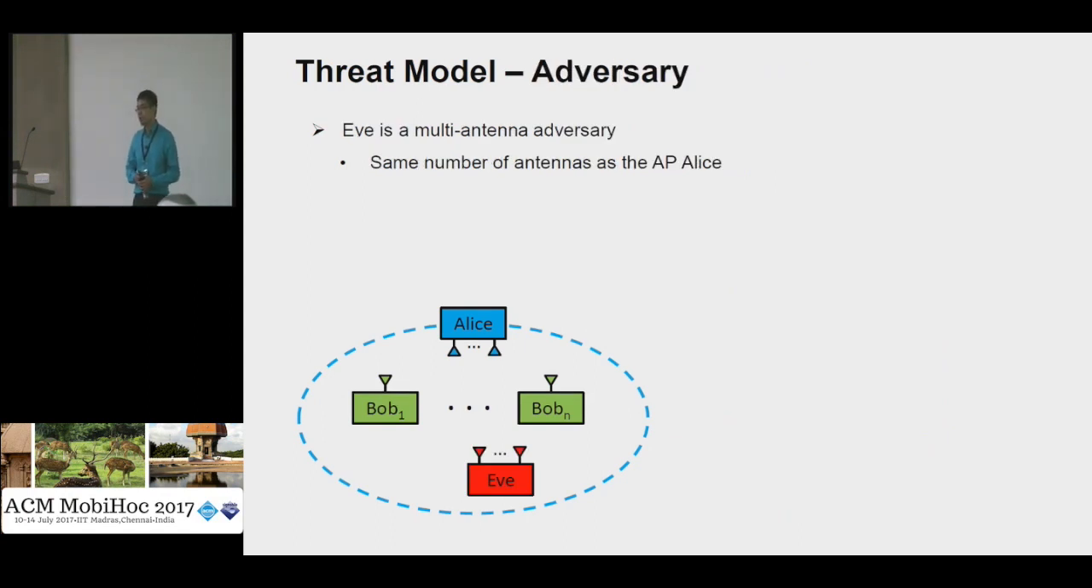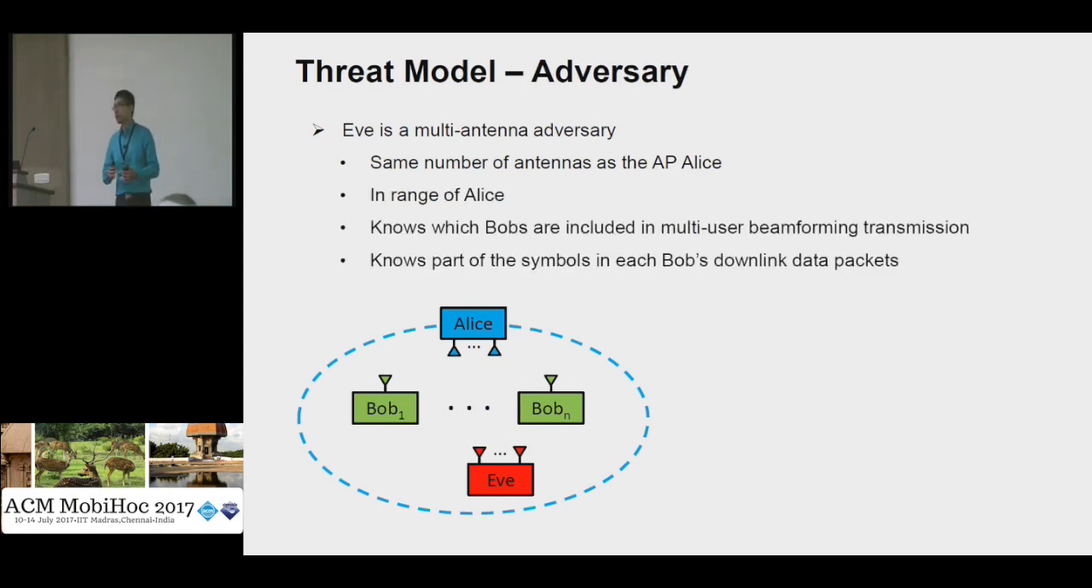In terms of the malicious node Eve, we assume she always has the same number of antennas as the access point Alice. And we further make the following three assumptions. The first one is that Eve is in range of Alice. What this means is that Eve can decode Bob's data stream if there is no inter-stream interference, or in other words, if Alice only does a single-user information transmission. But because in this network Alice does multi-user information transmission with inter-stream interference, Eve cannot directly decode the whole packet. The second assumption is that Eve knows which Bobs are included in a multi-user information transmission.